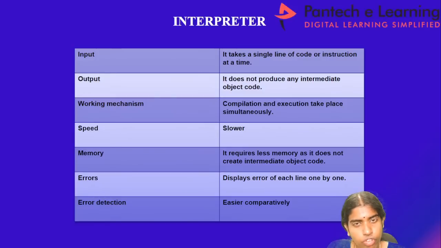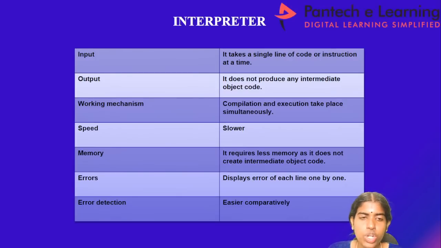So we have two different types of programming processes. One is called an interpreter and one more is called a compiler. What are all the different modules that are present in an interpreter?